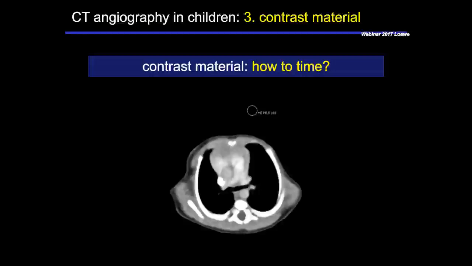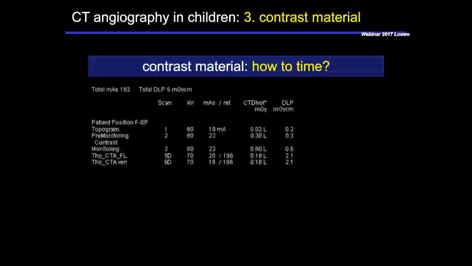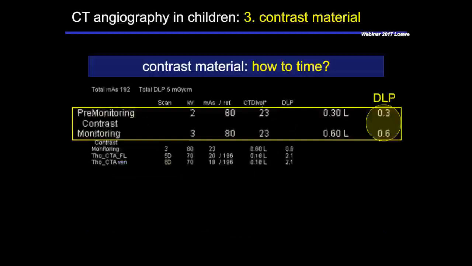In the small children with congenital heart disease, sometimes you don't know, based on the monitoring scan, if this is the aorta or if this is an abnormal vessel. So we are placing the ROI in the air, and we start and initiate the scan by visual assessment. And I can just show you two trigger cards or two patient protocols showing that the radiation exposure due to the monitoring is a very, very small one.